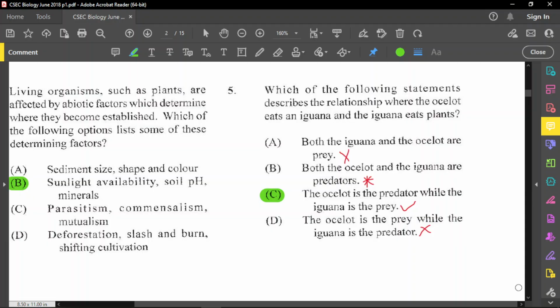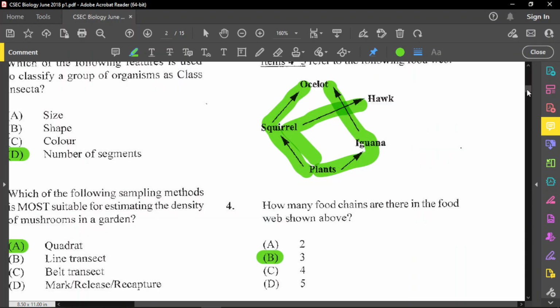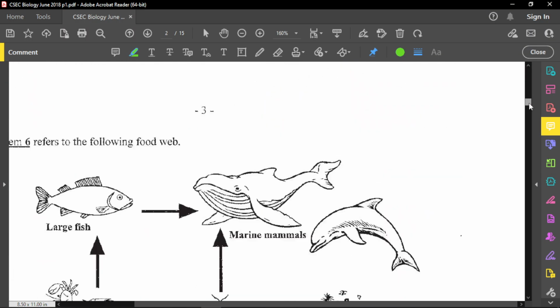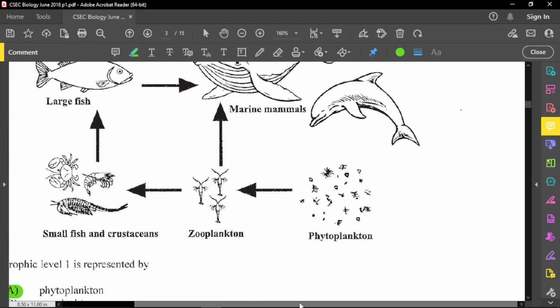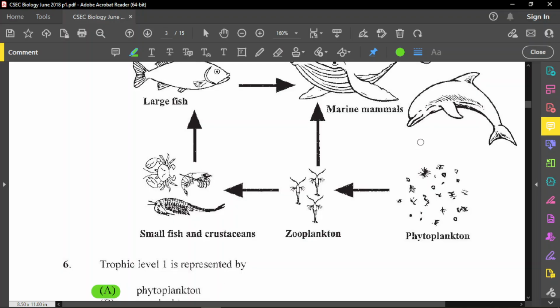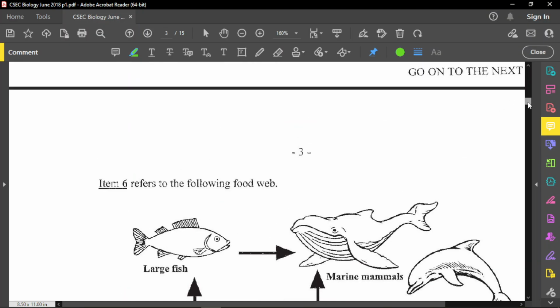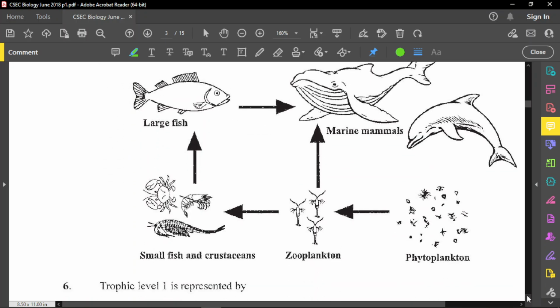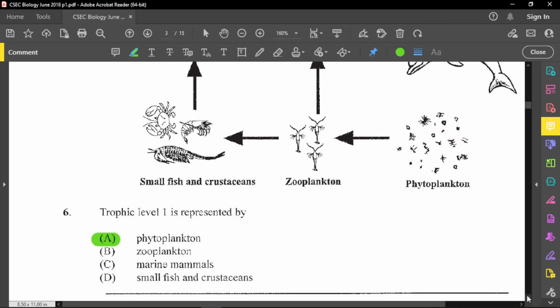All right, and so let's jump to the next question. We are at question number 6, I think. Yep. All right, for question number 6, let's go back a little bit up top for you to see this diagram. Item 6 refers to the following food web, and this is a very popular diagram as well. You can study the food web carefully. Trophic level 1 is represented by which one of these? And this is the phytoplankton.